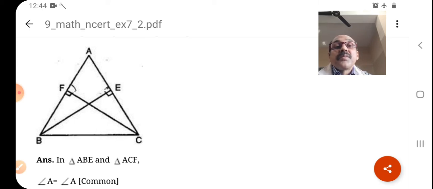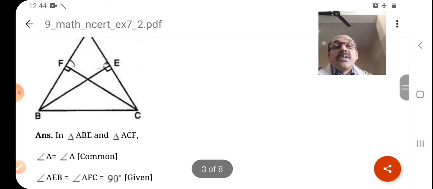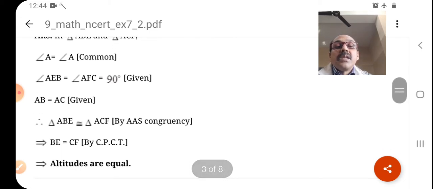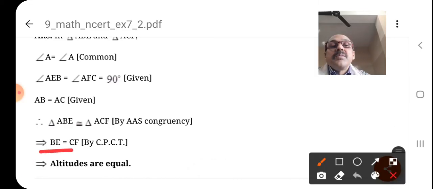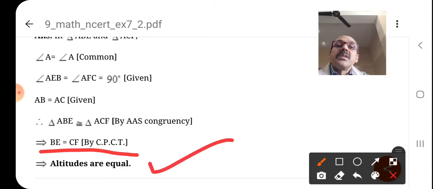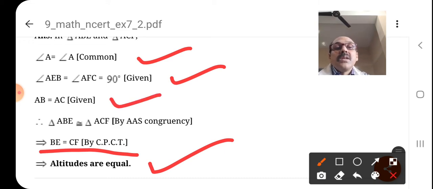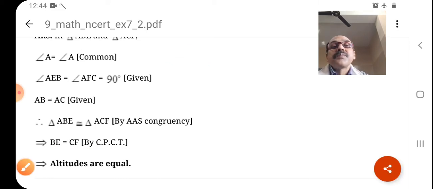So now by CPCT, BE equal to CF. So these two are altitudes, so altitudes are equal. So the three conditions are: A is common, one angle is 90 degrees, it is given, AEB equal to AFC, and these two sides are also equal, it is given. So from these three conditions we get these two triangles are congruent. Okay.